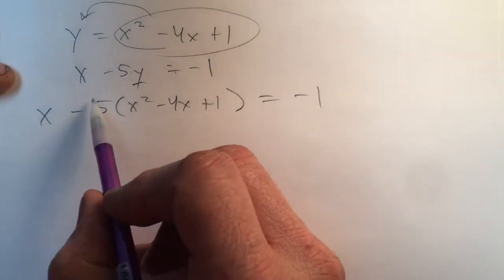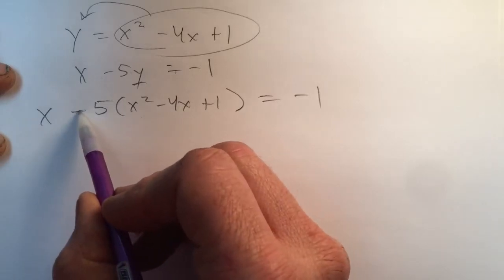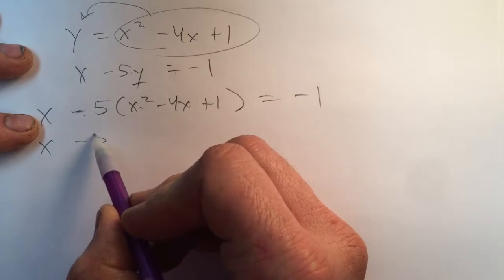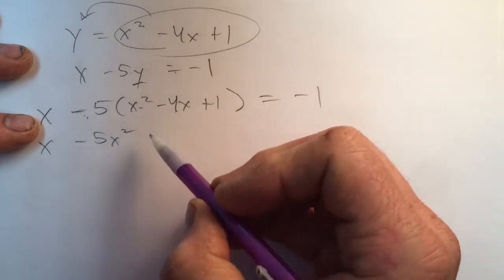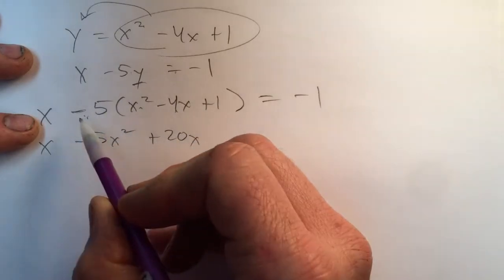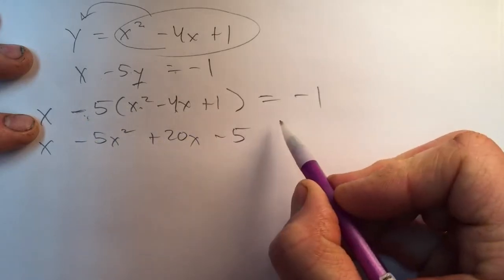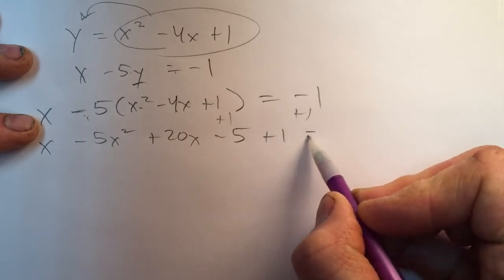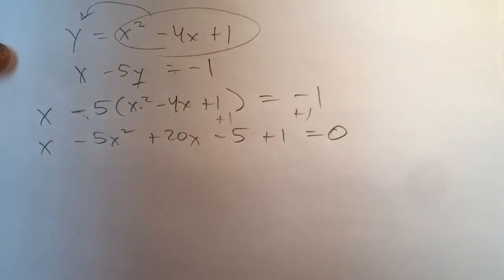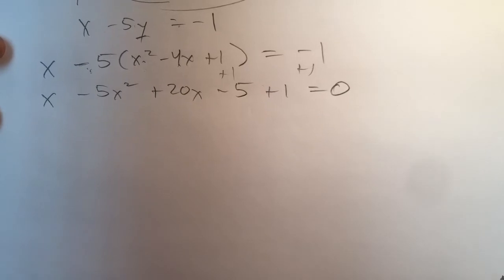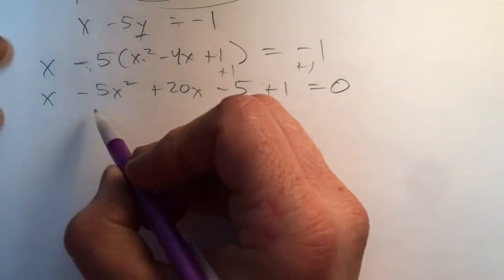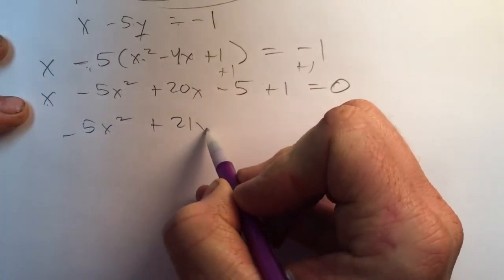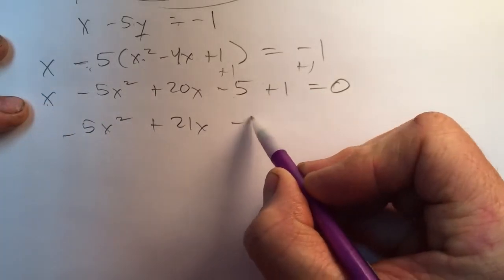All right, so I'm going to have to distribute my negative 5 through there. So I've got to be careful. Negative 5 times all that. So the x is here. Negative 5 times x squared is negative 5x squared. Negative 5 times negative 4 is a positive 20x. Negative 5 times 1 is a negative 5. And I'm going to go ahead and add this 1 to bring it over to this side, so I can set it equal to 0. Okay. I put my like terms together, so I got a negative 5x squared, and I got x plus 20x, which is plus 21x, and then I got negative 5 plus 1, which is negative 4.